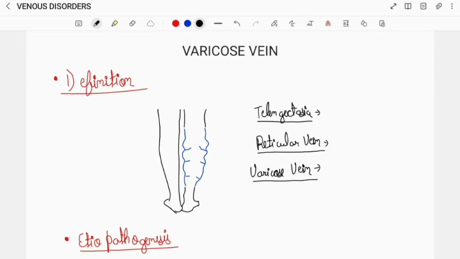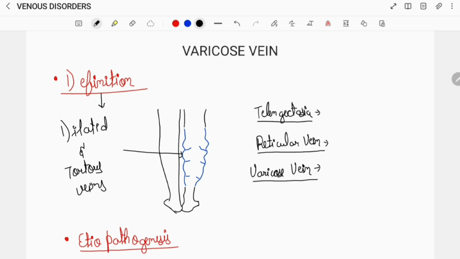Hey everyone, today I'll be talking about venous disorders, and in this part I will be discussing varicose veins. Varicose veins are defined as dilated and tortuous veins, as you can see in this diagram.